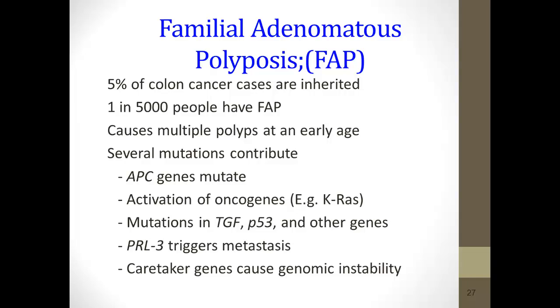You can develop Familial Adenomatous Polyposis, which is inherited familial colon cancer. 1 in 5,000 people have this, and they develop multiple polyps at an early age. Several mutations contribute to this, and you can see what they are.